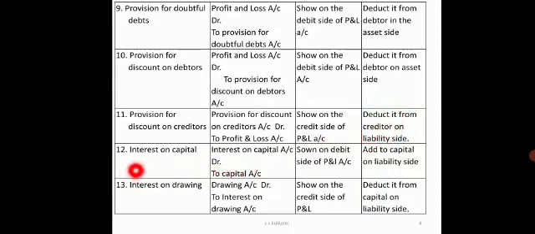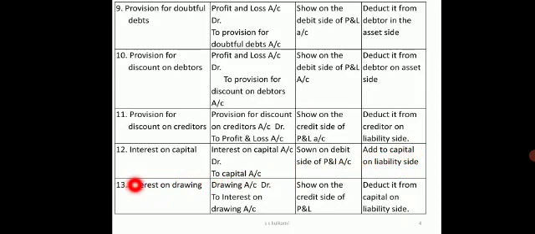Next, interest on capital. Interest on capital is an expense where the firm is providing certain interest on the investment. So such interest on investment is an expense. Show it on the debit side of the profit and loss account and add it to capital on the liability side.